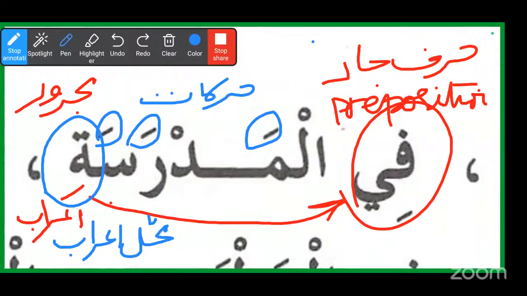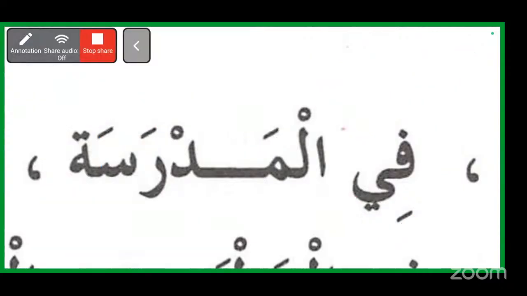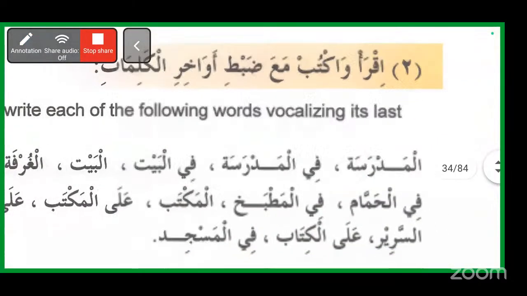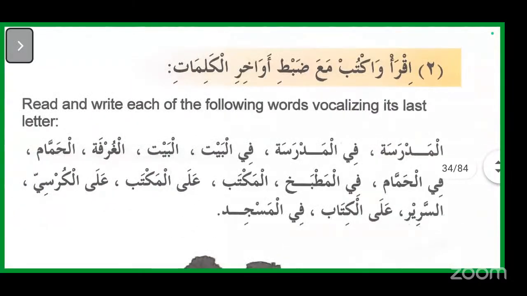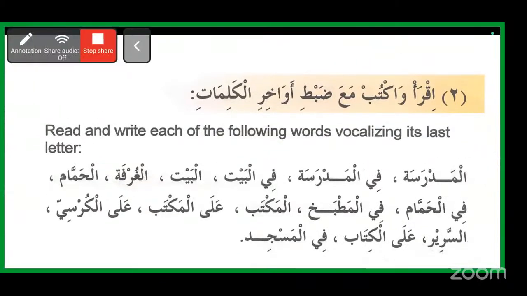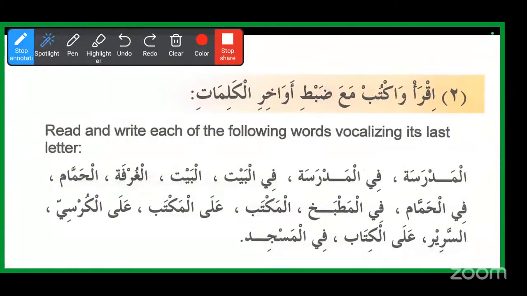So the number of harf jar is 17. There are 17 words that are the prepositions or particles of jar. The particles which change the i'rab of the next word, right? So let's begin again with al-madrasatu.